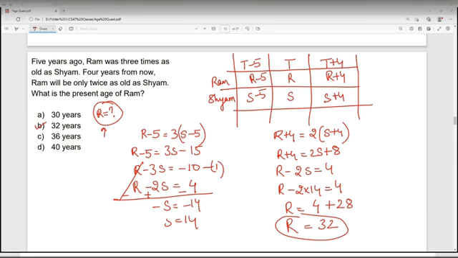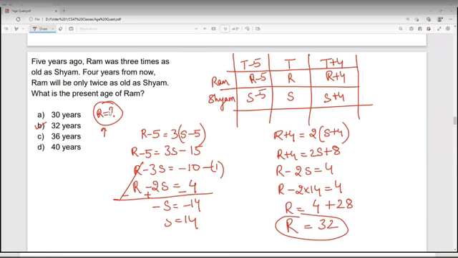Has everyone got the answer 32? I hope everyone has got this. All you need to remember is that they may ask what would be the age of Ram 4 years from now. At that time you have to calculate R plus 4.